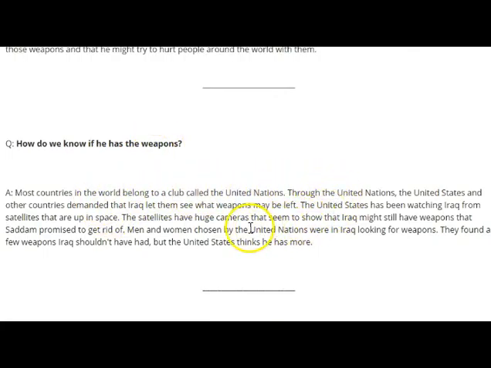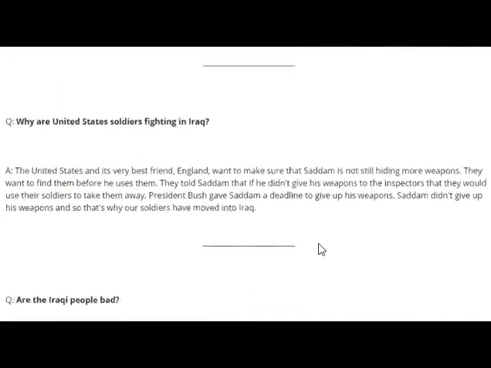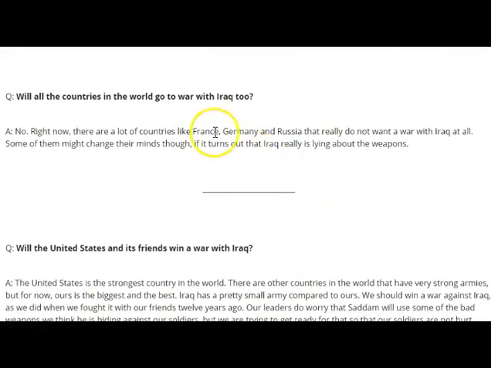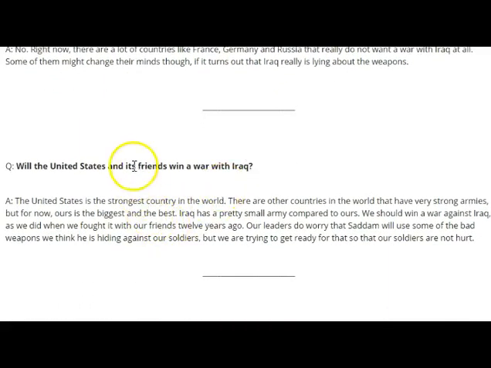And then it talks about the UN, and they have huge cameras, that Iraq might have weapons. And then they're looking, and they found a few weapons, and the United States thinks he has more. But the question to look into is, where did that intelligence come from? And then will other countries go to war too? We talked about France, Germany, and Russia being opposed to the war. And then will the U.S. win? We're the strongest country in the world. There was little question that we were going to win.